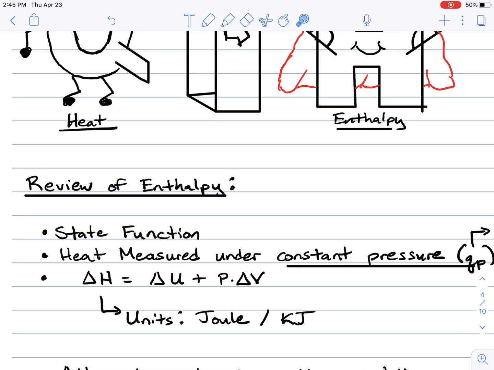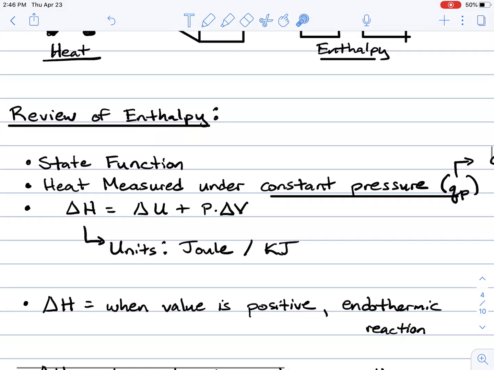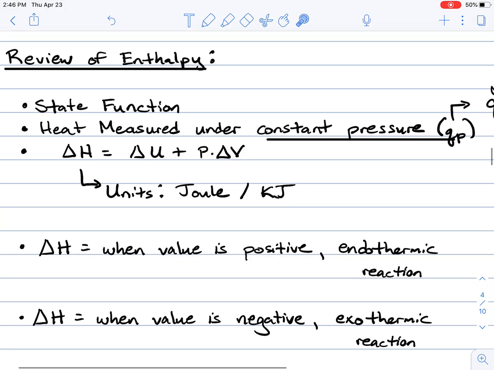Now, one way to define enthalpy is the overall change in internal energy plus pressure times a change in volume. And the units for enthalpy are typically expressed in joules, kilojoules, or joules per mole, or kilojoules per mole, depending on the problem, depending on what the question is asking, depending on the scenario. And so you guys have worked with enthalpy before in the first semester of general chemistry when you were learning about Hess's law and all of that stuff.